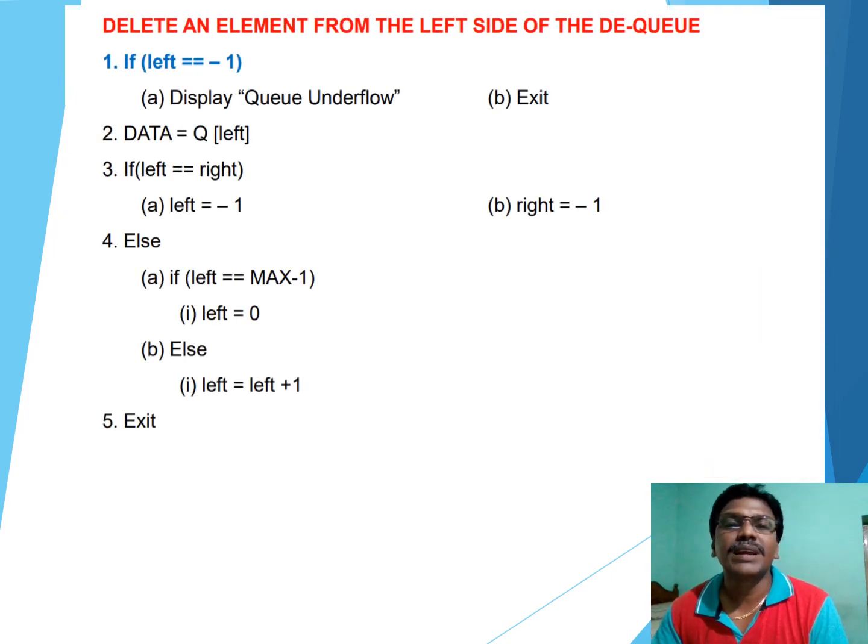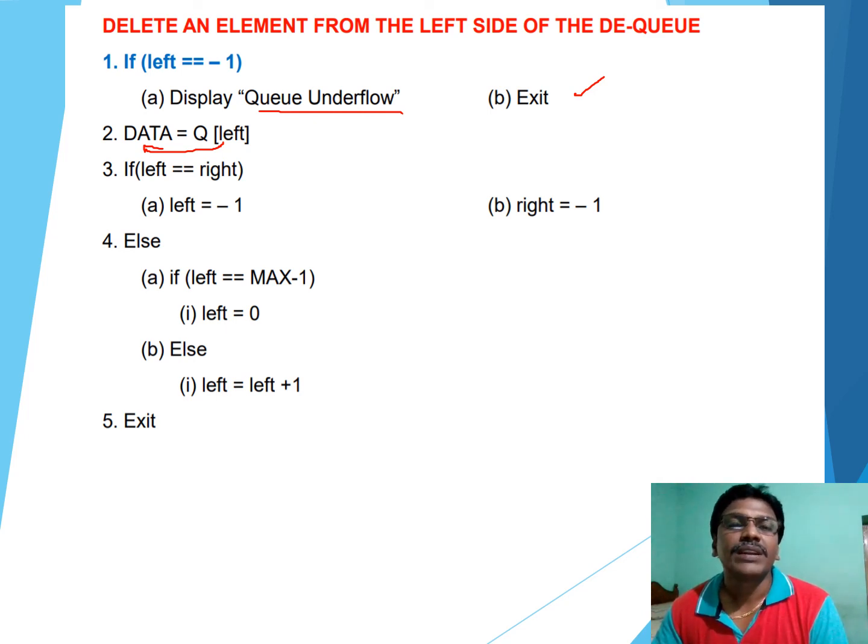And another deletion operation: delete an element from the left side of the double-ended queue, that is the deque. So it also checks first whether the queue is empty or not. If left equals minus 1, the queue is underflow, which means the queue is empty. So simply exit. Otherwise, the left pointer value is stored to the data and the information is printed.